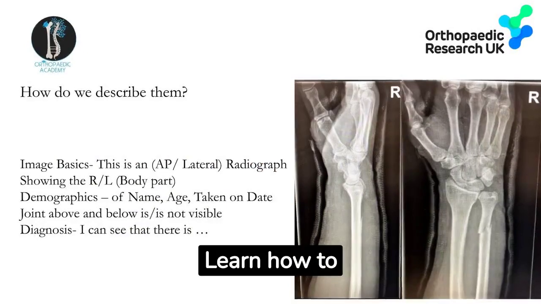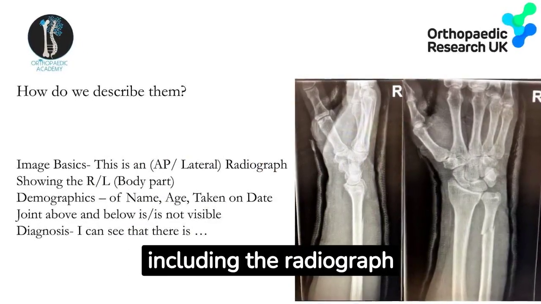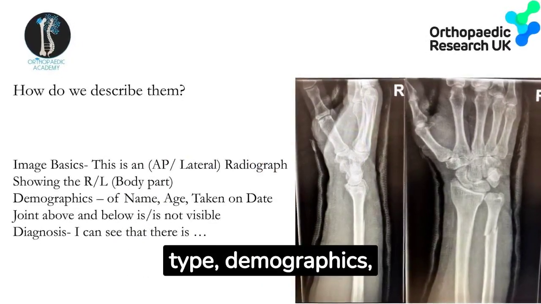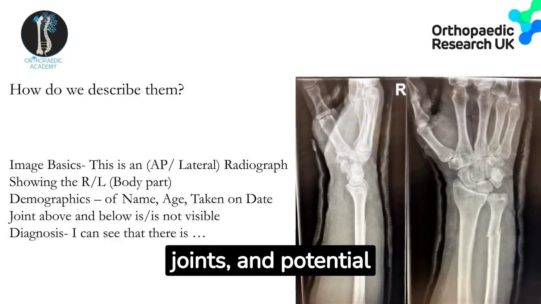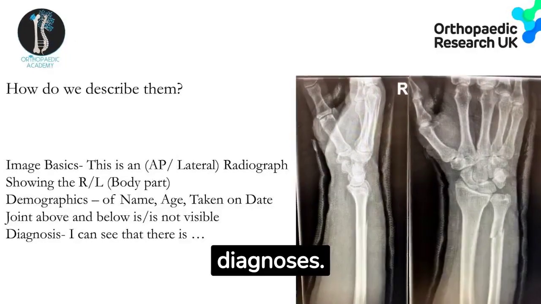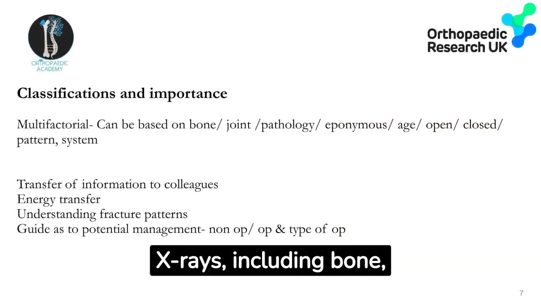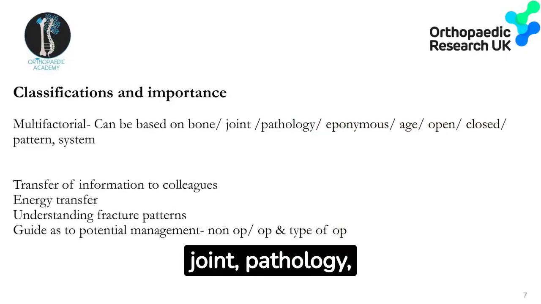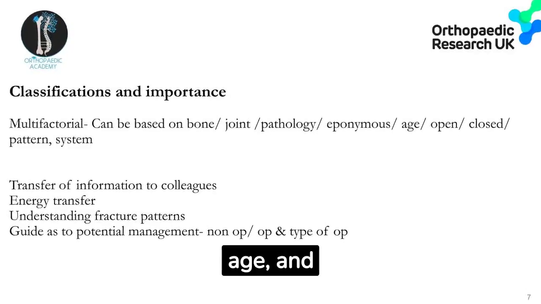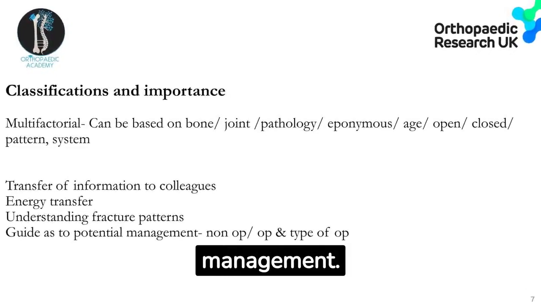Learn how to effectively describe X-rays, including the radiograph type, demographics, visibility of adjacent joints, and potential diagnoses. Discover the importance of classifications in X-rays, including bone, joint, pathology, age, and potential implications for management.